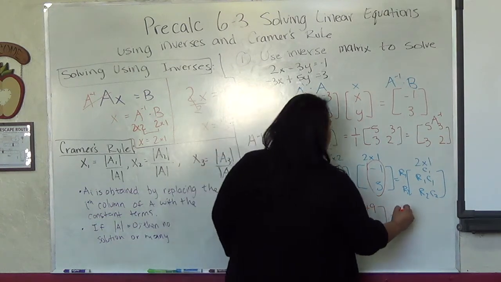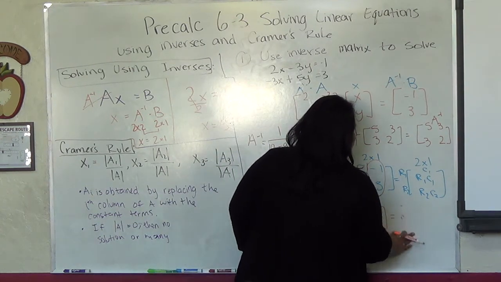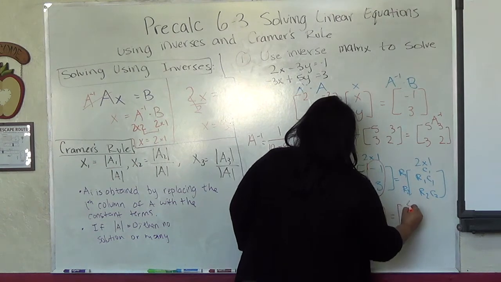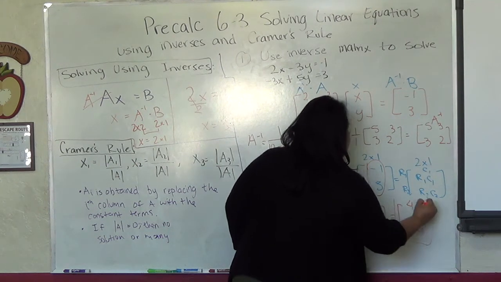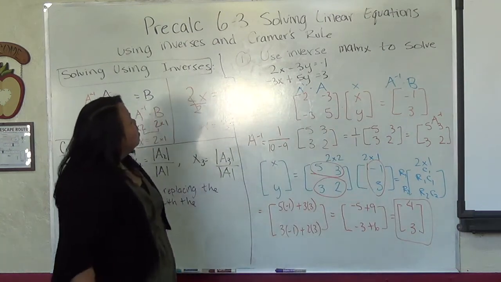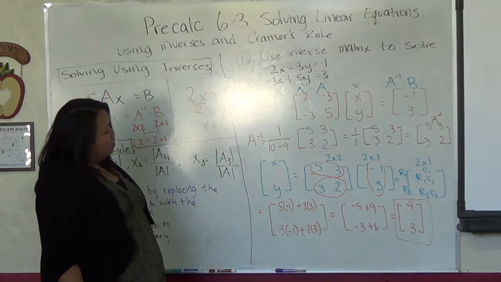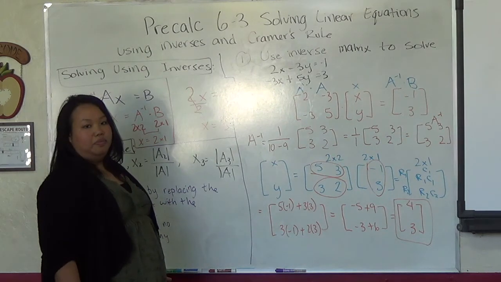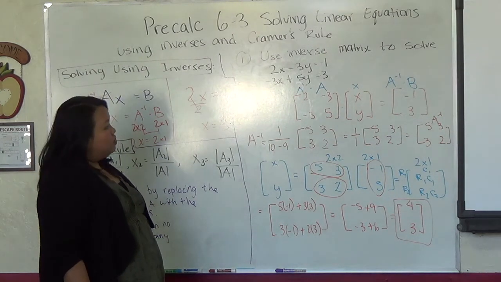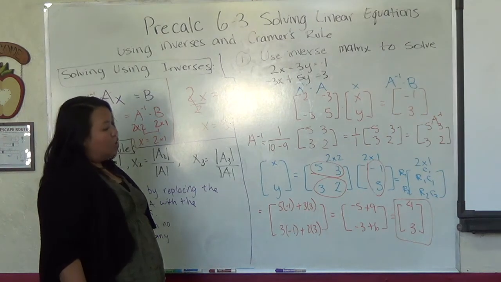And this is 4 and 3. So x, y is 4, 3. So x equals 4 and y equals 3. Questions on this?